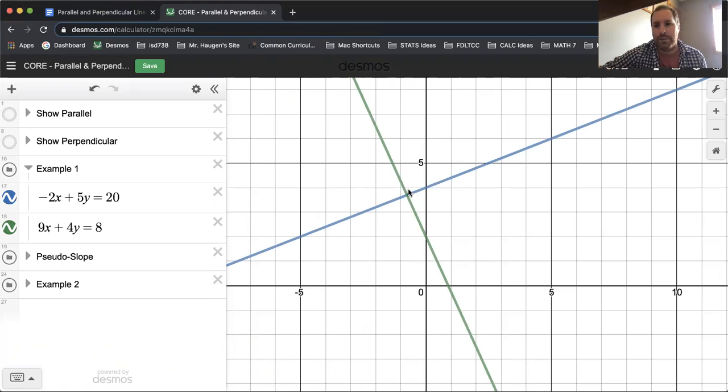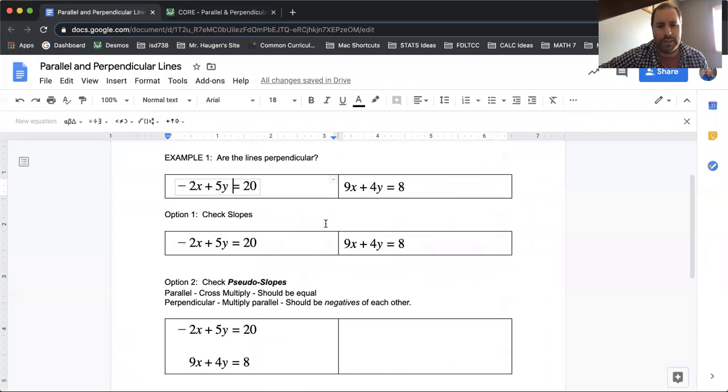But again, we're using this to kind of get an idea. Maybe they should be perpendicular. They're definitely not parallel, but we want to make sure. How do we check that? There are 2 ways to check if things are parallel or perpendicular. Way number 1, the more definitive way, is we can check their slopes. Way number 2 is you can check what I call their pseudo slopes, right? It's quicker to check their pseudo slopes, but we lose a little bit of understanding.